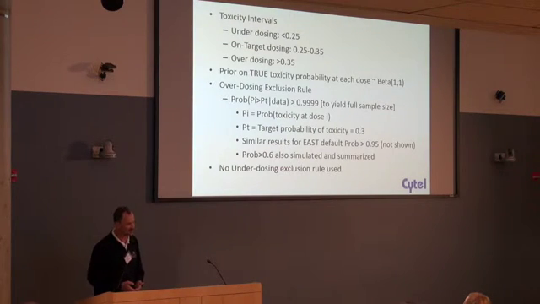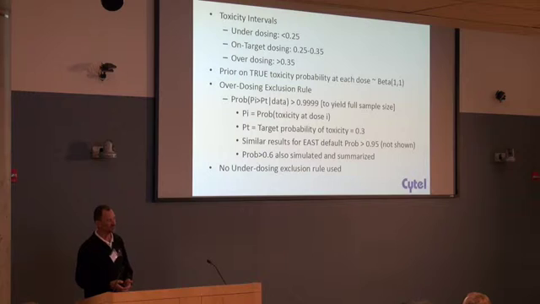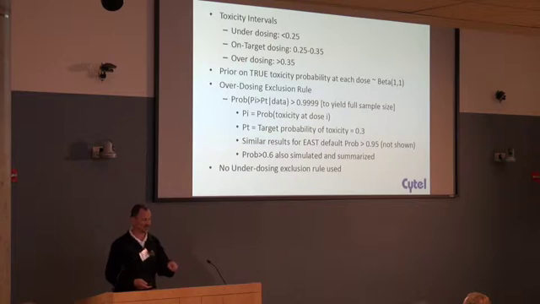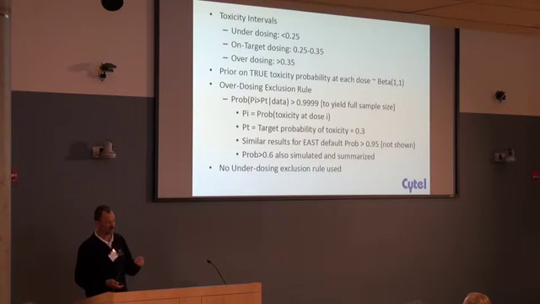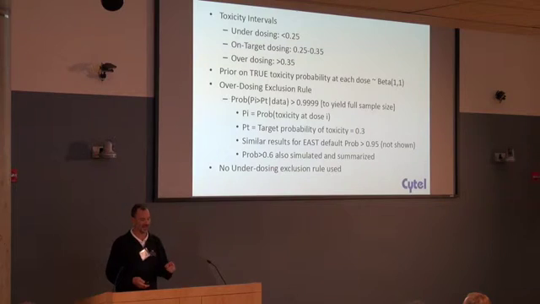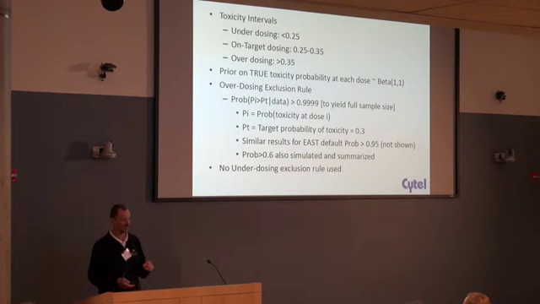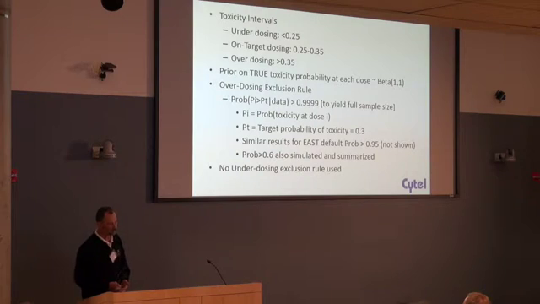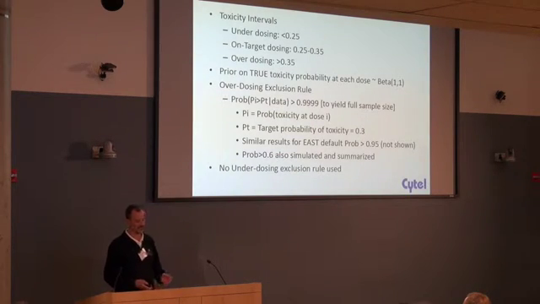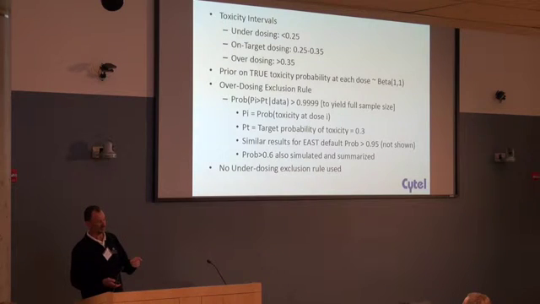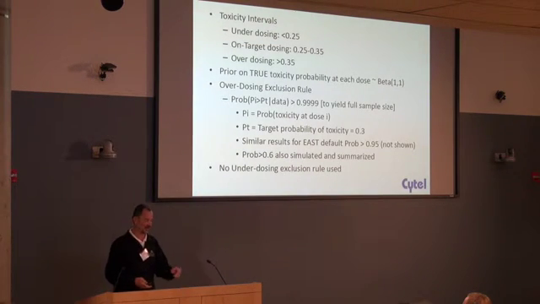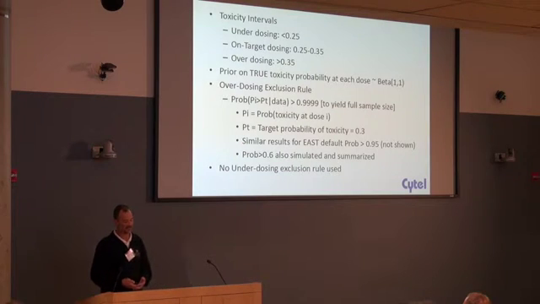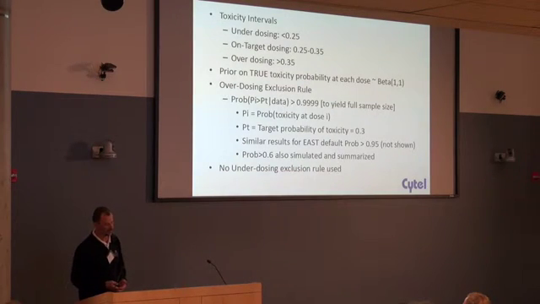The overdosing exclusion rule, I wanted to yield a full sample size. So if the probability of toxicity at any dose is greater than the target probability, that had to exceed 0.999 in order to exclude a dose, and it'll never get there. So I always got the full sample size. But then I wanted to investigate the overdosing exclusion rule, and I used a setting of 0.6 for that probability.